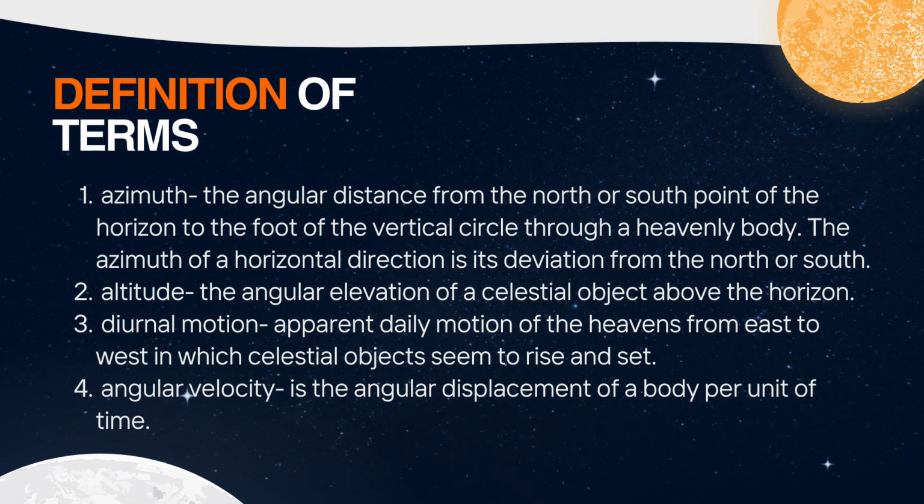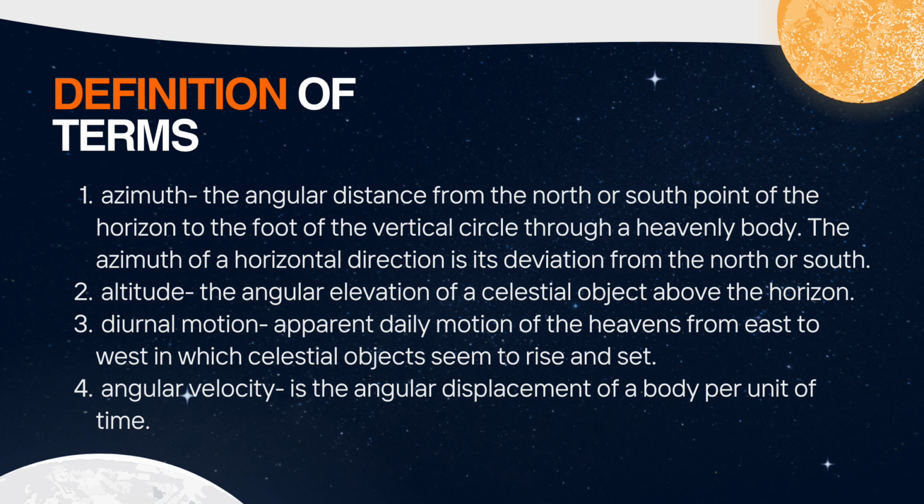We have the definition of terms. 1. Azimuth: the angular distance from the north or south point of the horizon to the foot of the vertical circle through a heavenly body. The azimuth of a horizontal direction is its deviation from the north or south. Second, altitude: the angular elevation of a celestial object above the horizon.